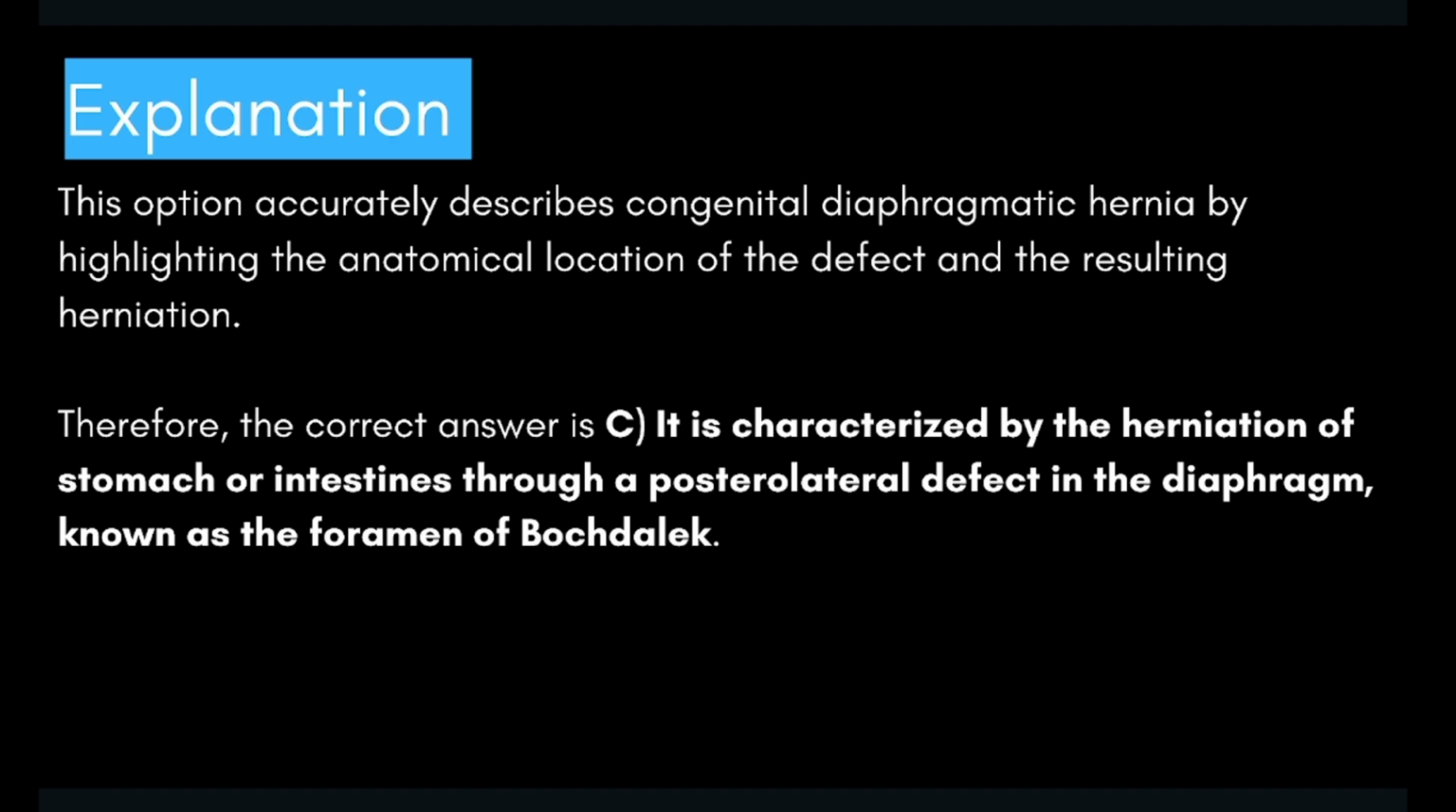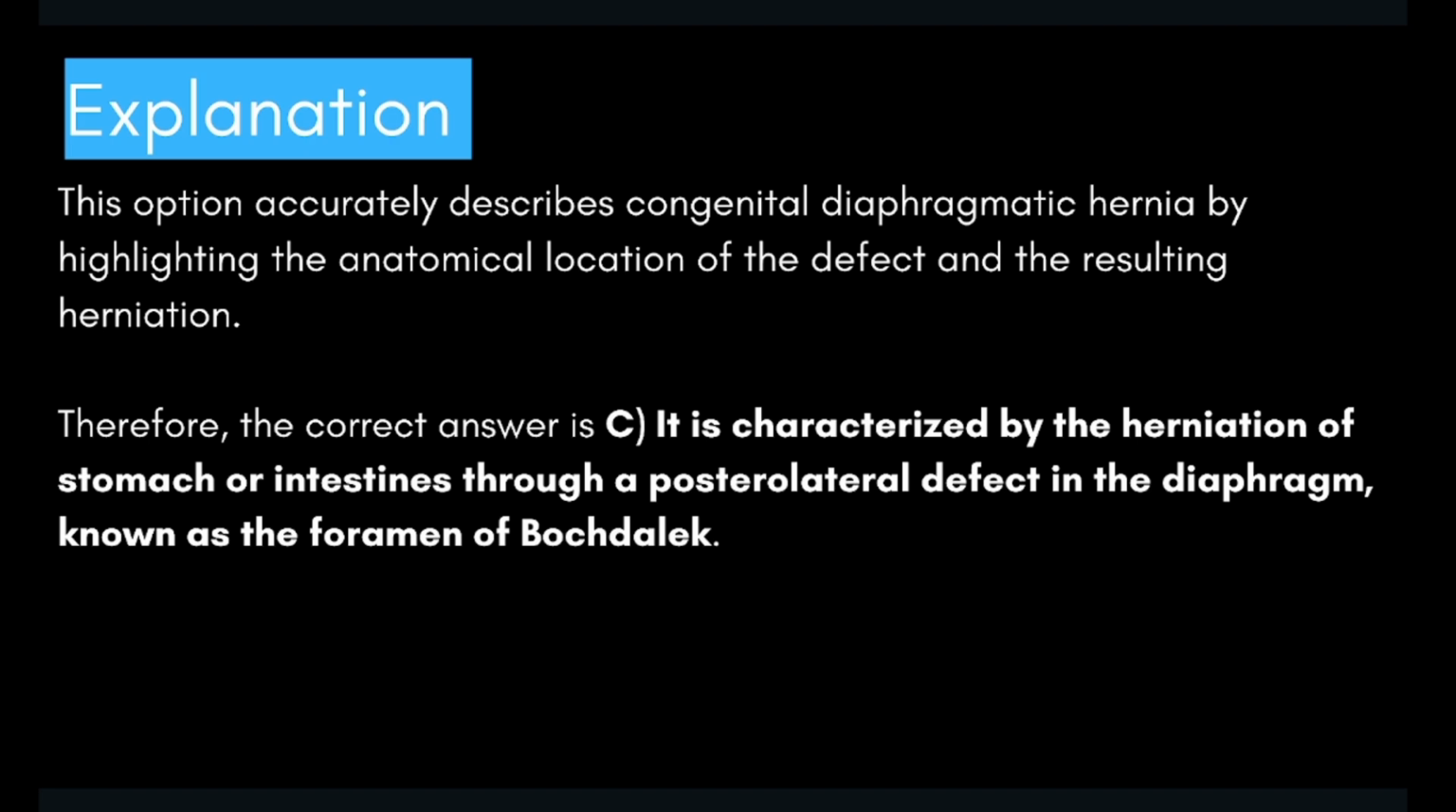the resulting herniation. The option referred to here is C, where it mentions that a congenital diaphragmatic hernia is characterized by the herniation of the stomach or intestines through a posterolateral defect in the diaphragm known as the foramen of Bochdalek. Pretty first order question right from the slide.